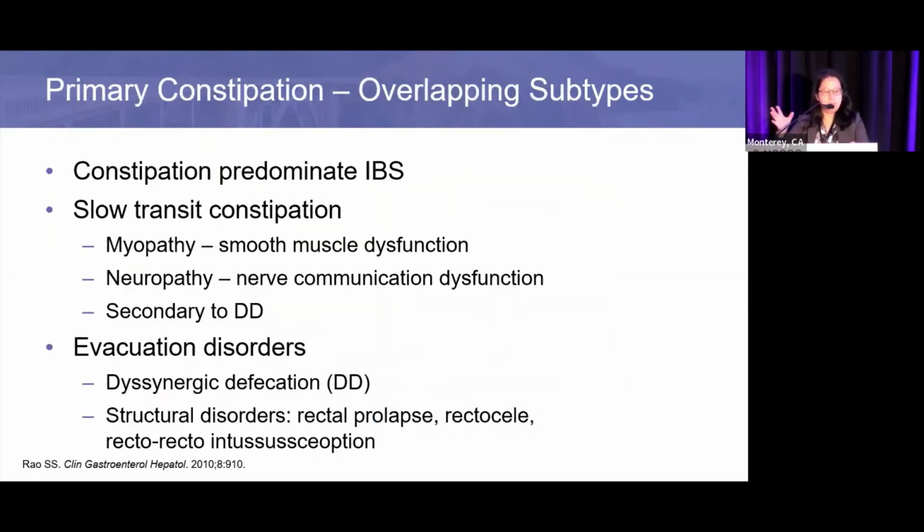Constipation, it's such a broad word. There are so many overlapping subtypes. There's IBS-related, slow transit due to myopathy or neuropathy, dyssynergic defecation. But when we talk to a patient, we want to really try to find out whether they have an additional issue that's due to an evacuation disorder, such as dyssynergic defecation, or whether they actually have a structural issue that's inhibiting the ability to defecate, such as rectal prolapse, rectocele, or even rectal intussusception.